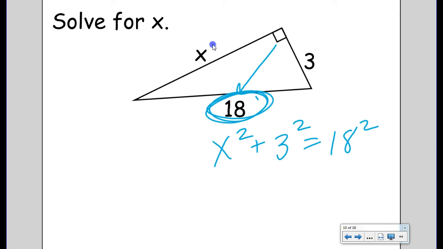If you're trying to solve for X, you would need to subtract 3 squared from both sides. 18 squared minus 3 squared is what you should have done. Good. So if you're missing a leg, you subtract. If you're missing the hypotenuse, you add. Because leg means you want to get smaller, and hypotenuse means you want to get bigger. So if you want to get smaller, you subtract. If you want to get bigger, you add. All right, what was the answer?